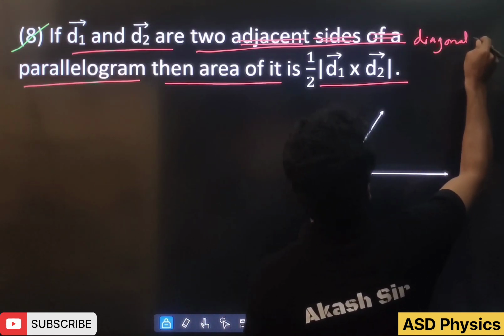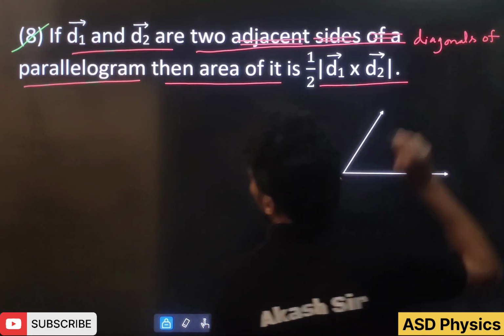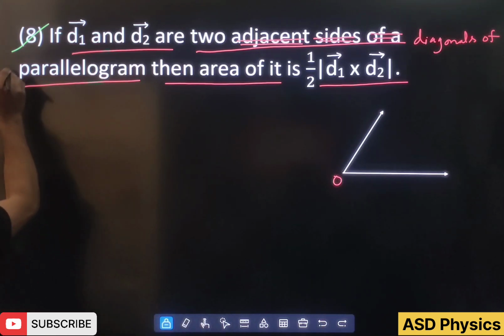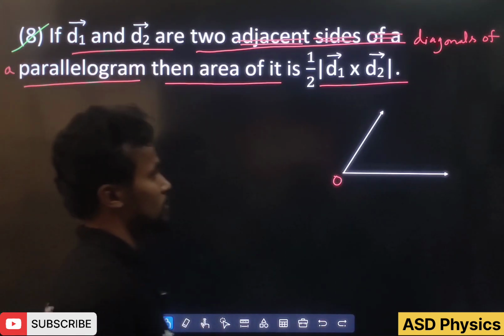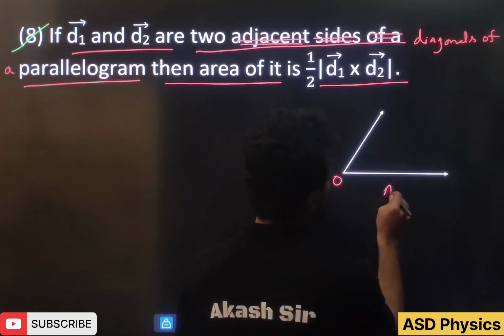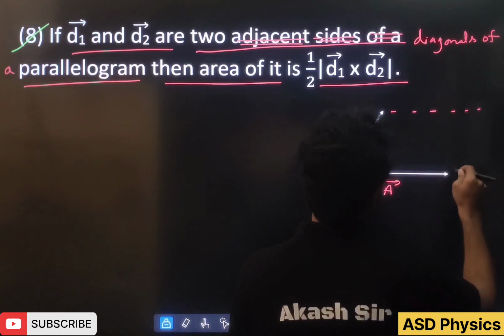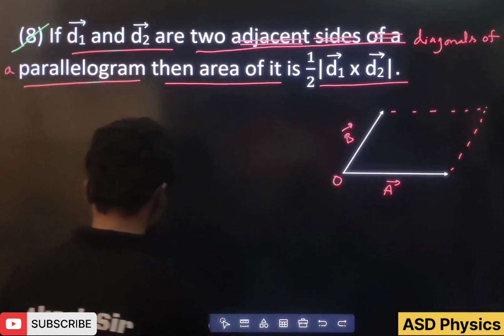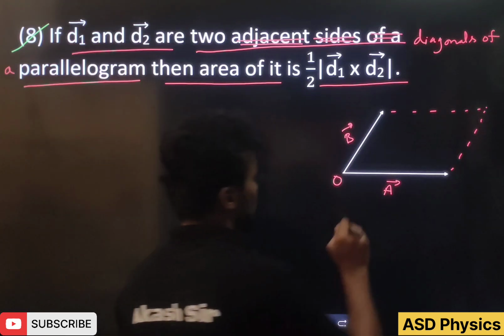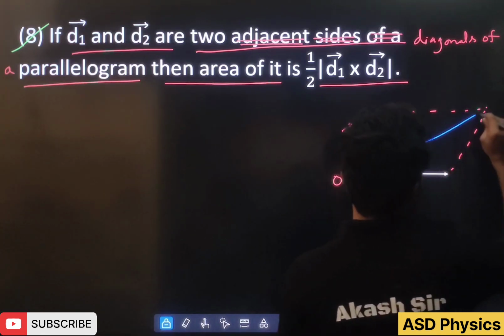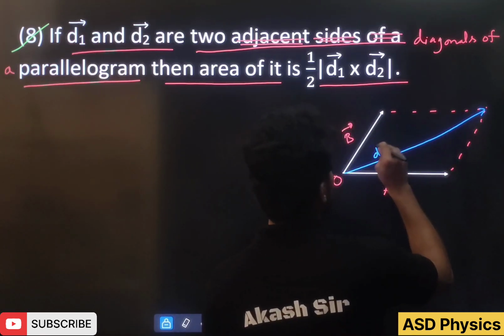Diagonals. Now, diagonals of a parallelogram. Okay, so students, as you know very well, this is vector A, this is vector B. Now just draw here please. If I draw the diagonals, the first diagonal is this one. This is one diagonal I have taken, D1.